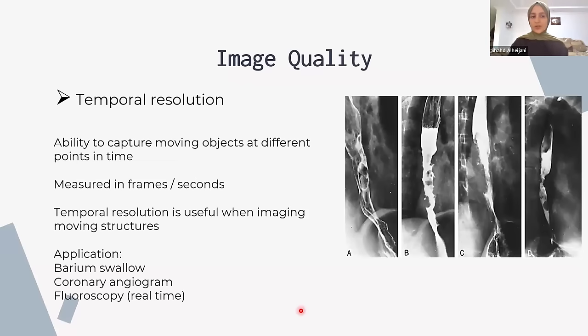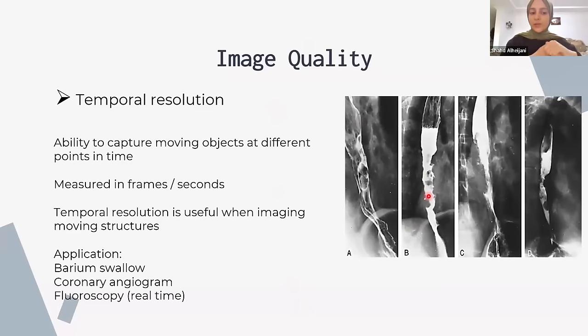And finally, we have temporal resolution. Now, temporal resolution is the ability to capture moving objects at different points in time. So this is measured in frames per second. When do you need to see moving objects? For example, when you do a barium swallow to test the esophagus. So here you have the esophagus, and barium swallow will basically show you if there is, for example, any spasm in the esophagus, any obstruction in the esophagus, and so on.